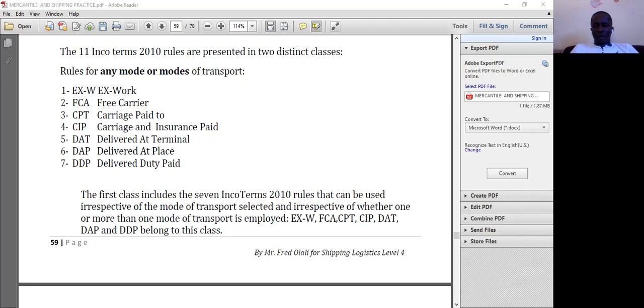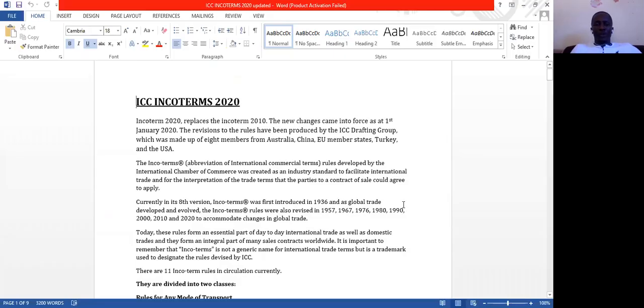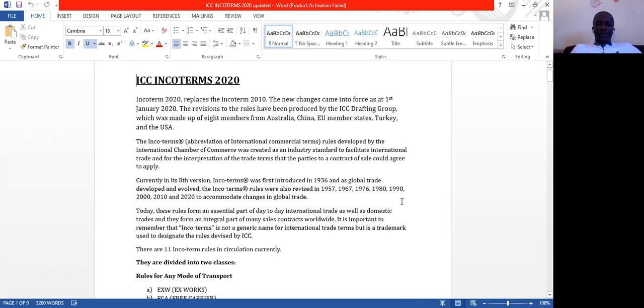And this is now the so-called Incoterm 2020. And as you can see from the introduction there, it is clearly stated that they are replacing the Incoterm 2010. And the new changes came into force on 1st January 2020. The revisions of the rules have been produced by the ICC drafting group, which was made up of eight members from Australia, China, EU member states, Turkey, and the US. So they are developed by the International Chamber of Commerce.